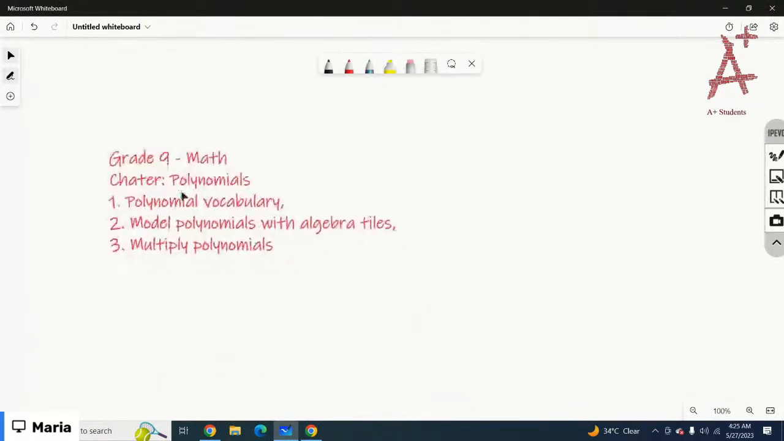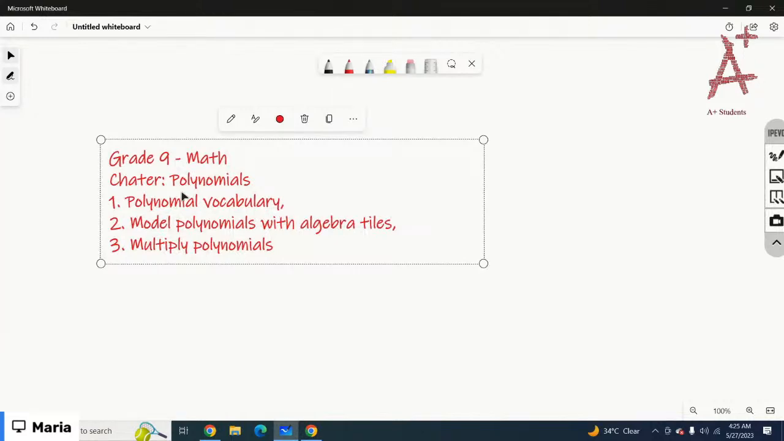So we'll be working on grade 9 maths. The chapter we're working on is polynomials. Lessons we have covered today are polynomial vocabulary, model polynomials with algebra tiles, and multiply polynomials. Please make sure before the next session you complete all the test questions for the lessons we did today.